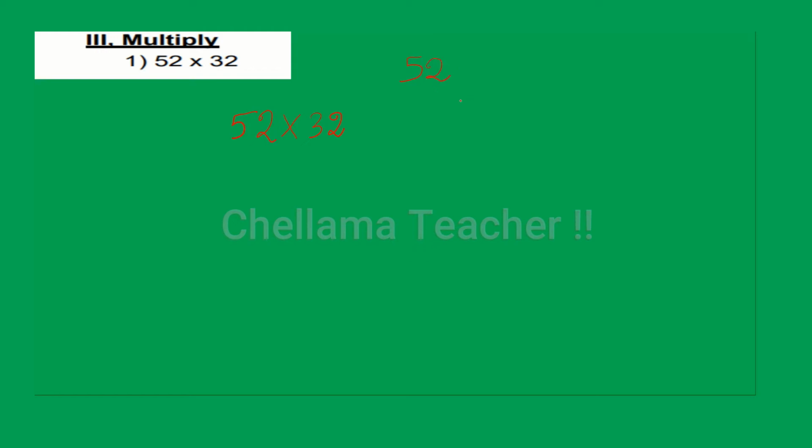52 and 32. Let us start from the second number's ones place digit. So this is the rough column here, rough work. So 2 into 2 equal to 4. 2 2s are 4.